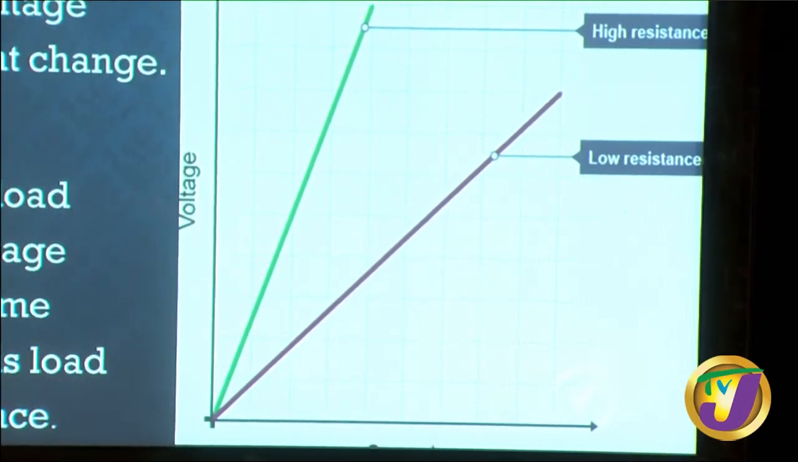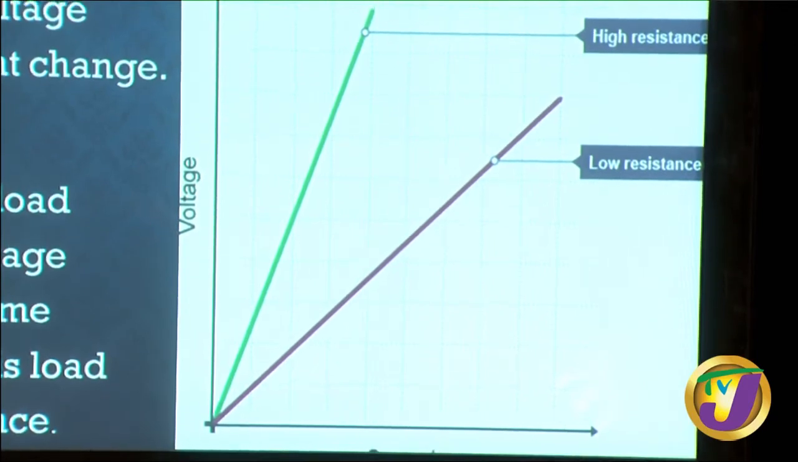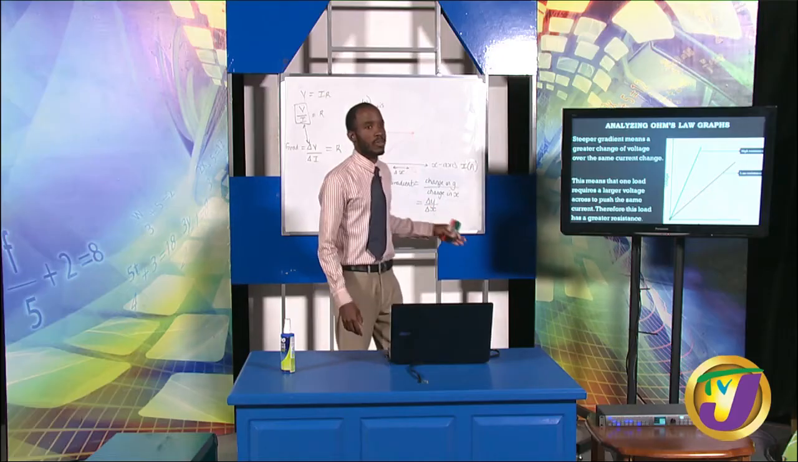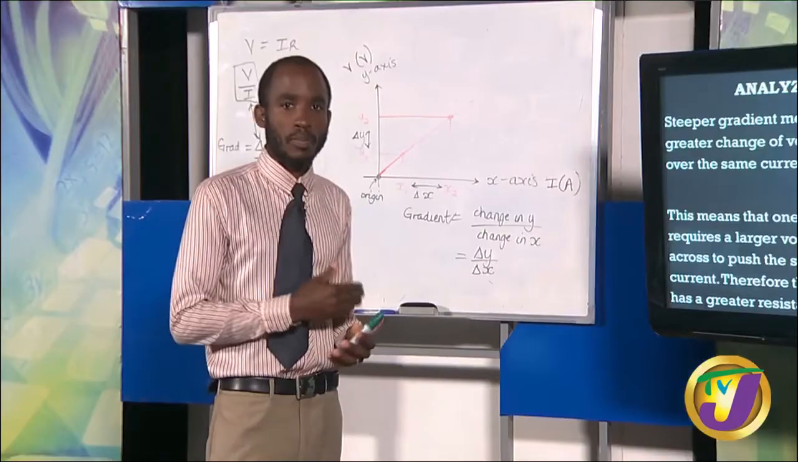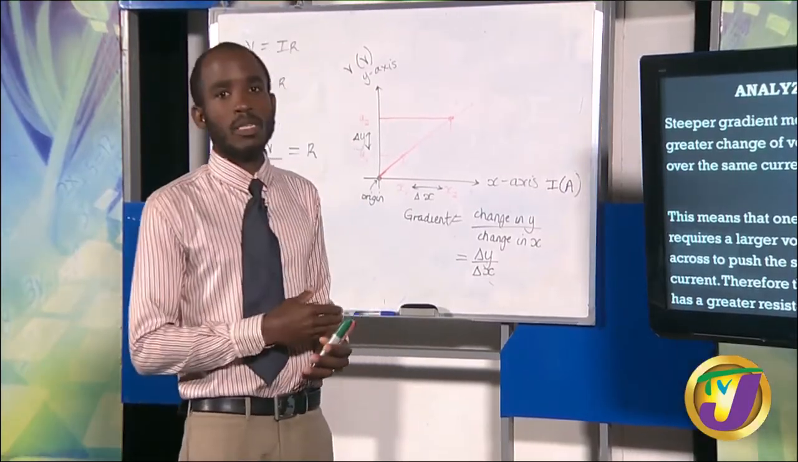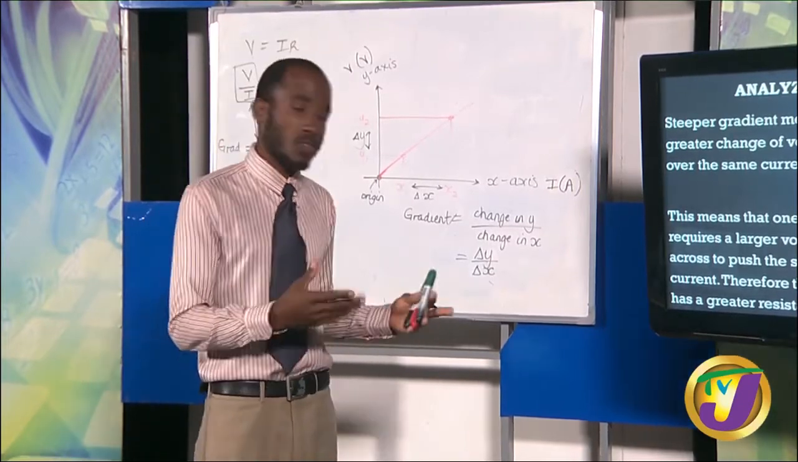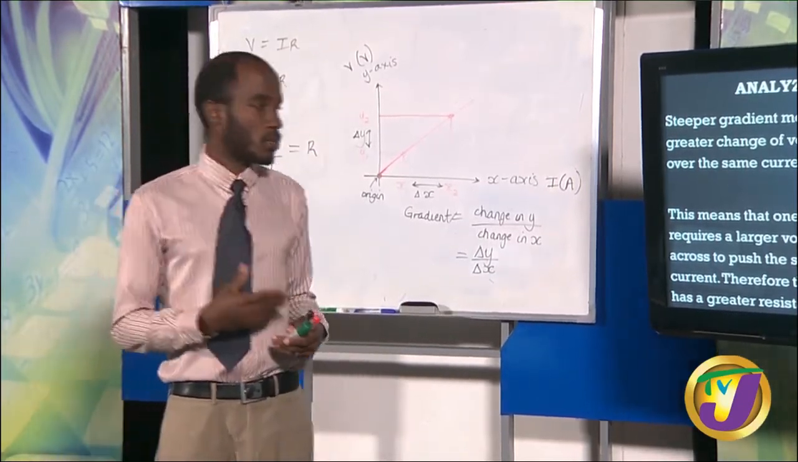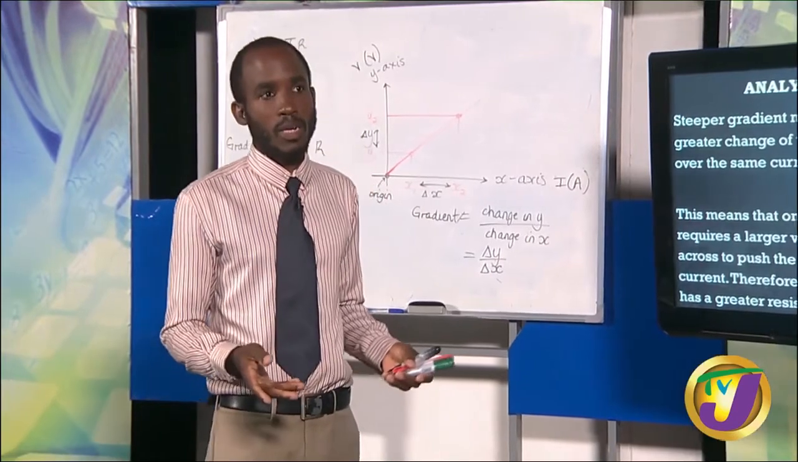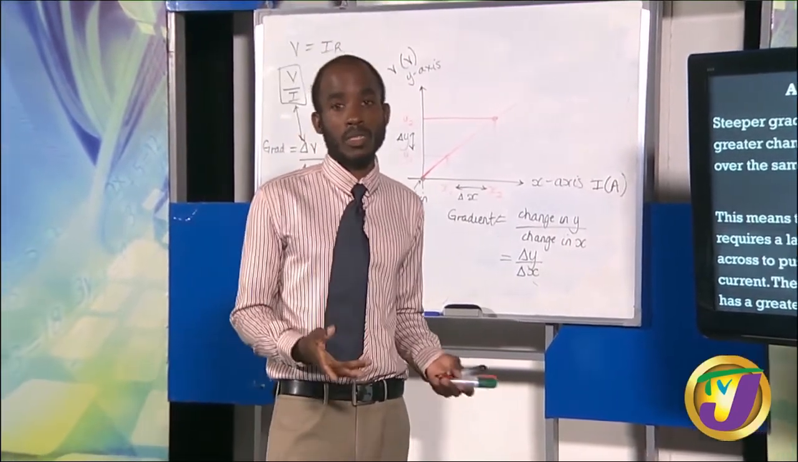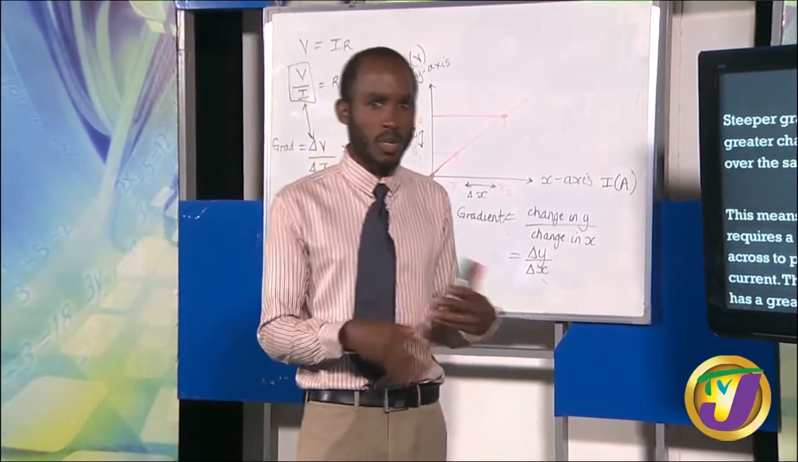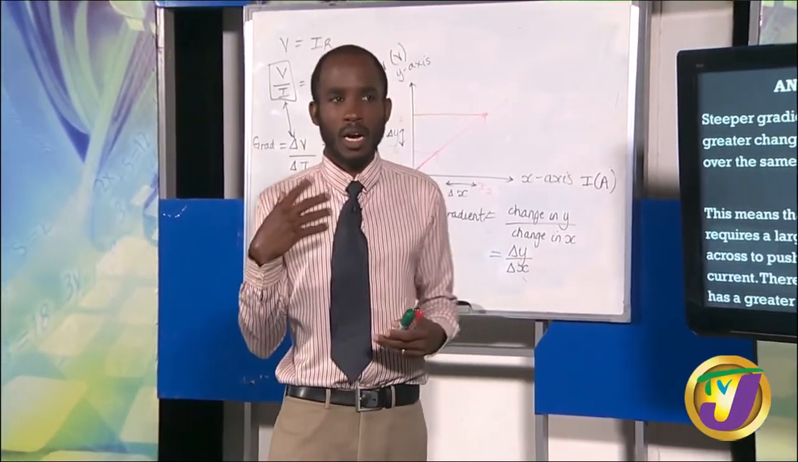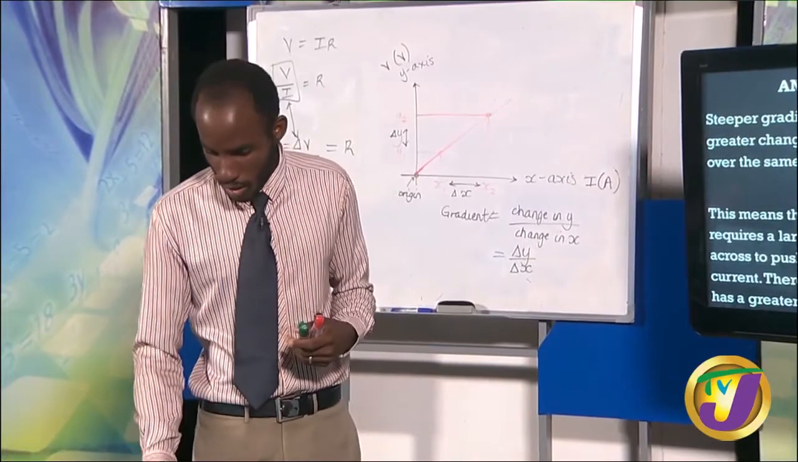And when you work the gradient out, if you have a greater number in the numerator, then you have a greater gradient value. So a steeper gradient, a steeper slope, means that the resistance, which of course is V over I, is going to be greater. And what this means is simply that you need a greater voltage to push the same current. Remember, resistance fights current, so if you want to get the same current through, you've got to push harder. And that which pushes is, of course, the voltage.